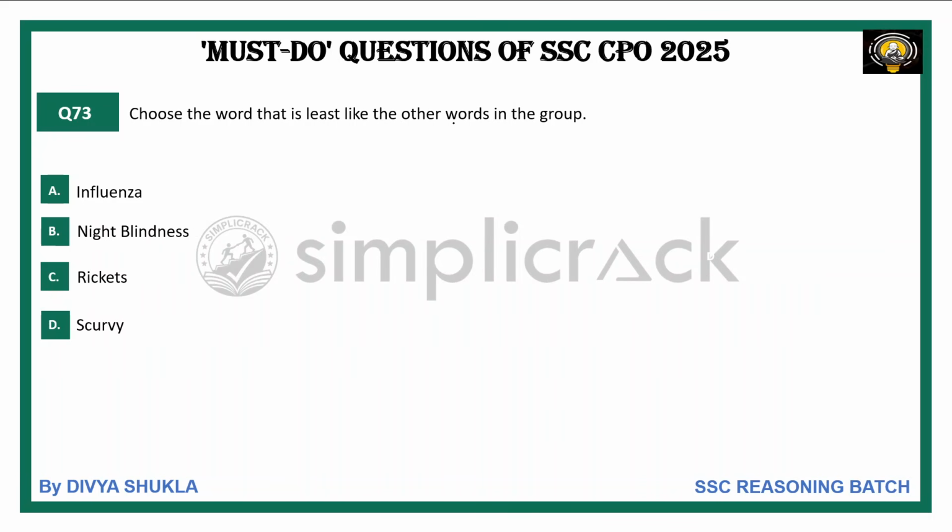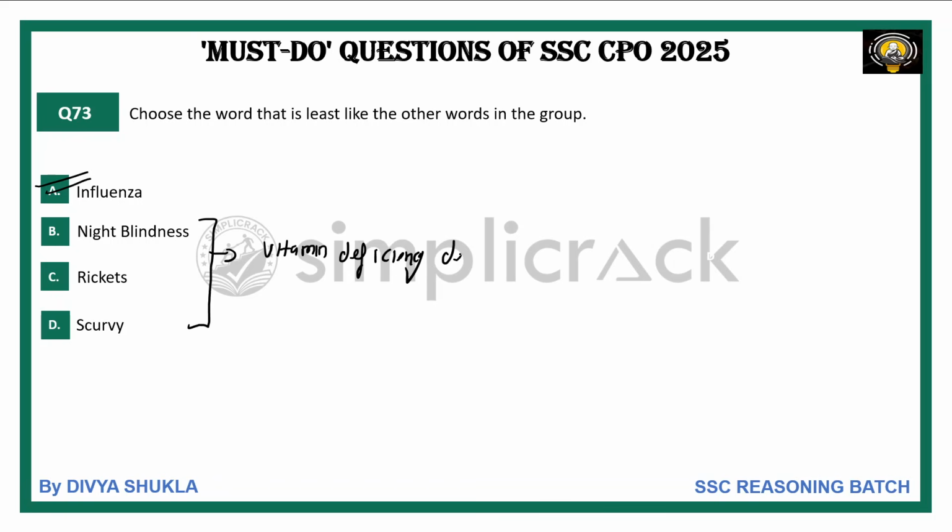Question number 73. Choose the word that is least like the other words in the group. The correct answer would be influenza. Why? Because all these three, night blindness, rickets and scurvy, are vitamin deficiencies.